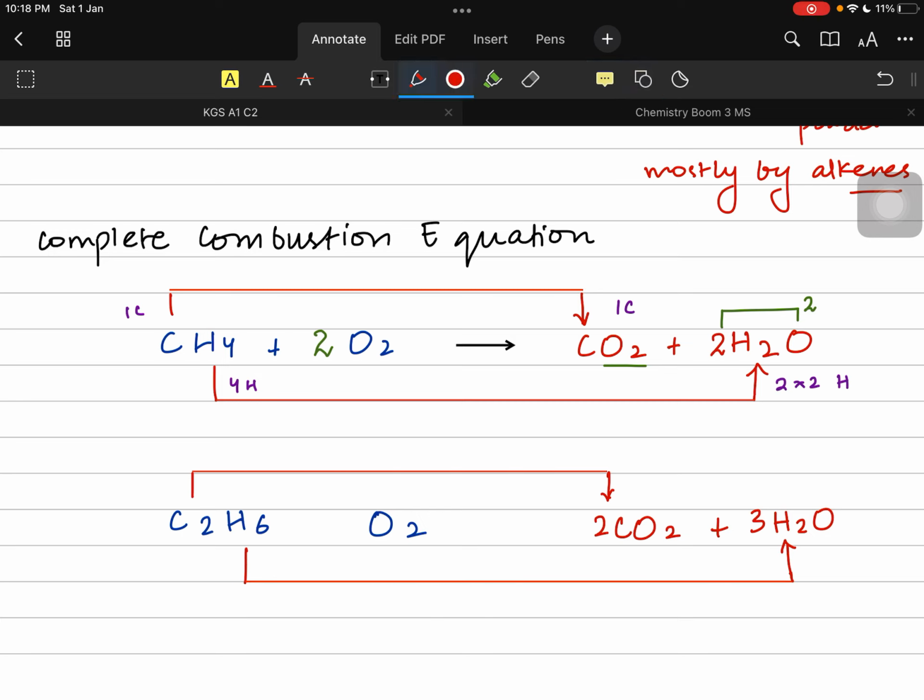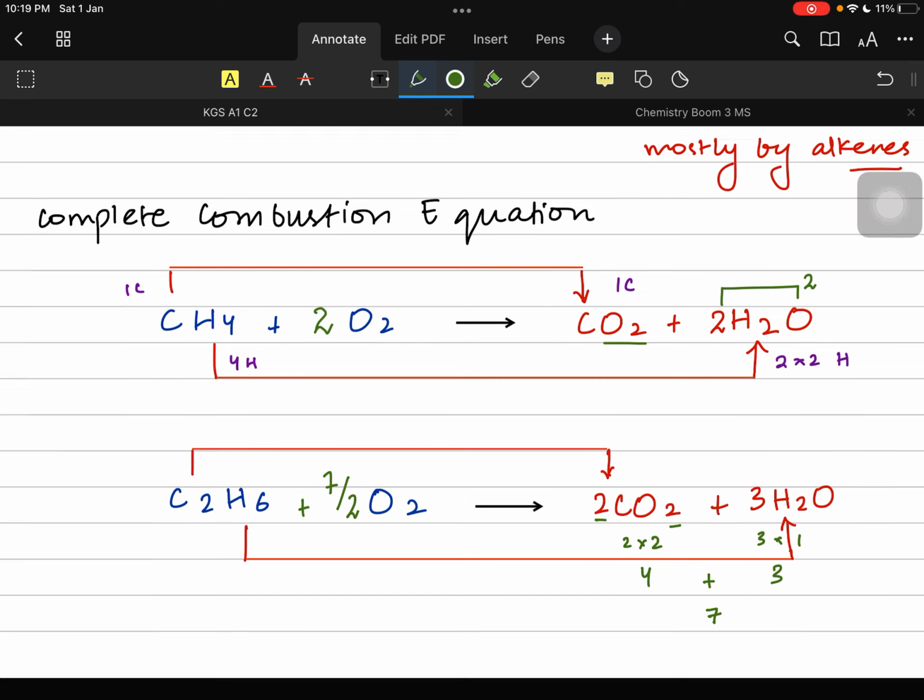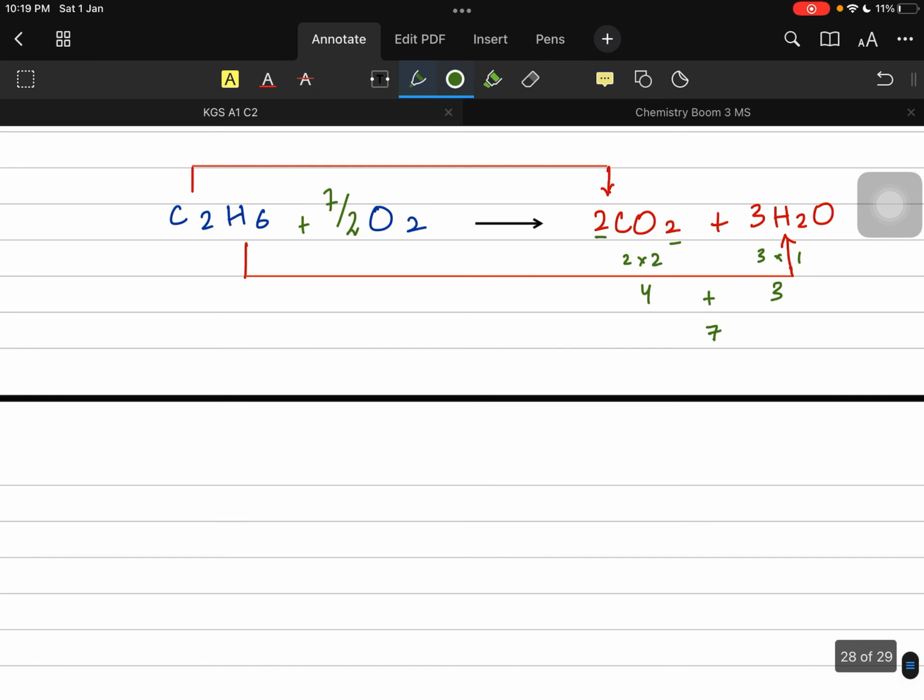It's a question of how many oxygen atoms will be there. So let's count it. 2 2s are 4, 2 2s are 4, and 3 1s are 3. So 4 plus 3 is 7. 7 oxygen atoms are used. You just put a 7 divided by 2, because oxygen is already a diatomic molecule. So simply you got your answer. Let's try one more.